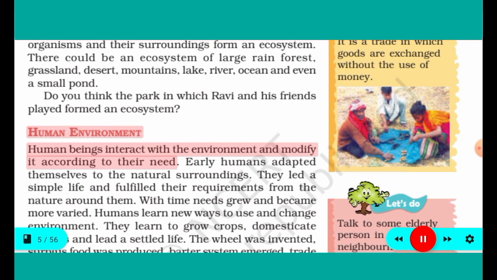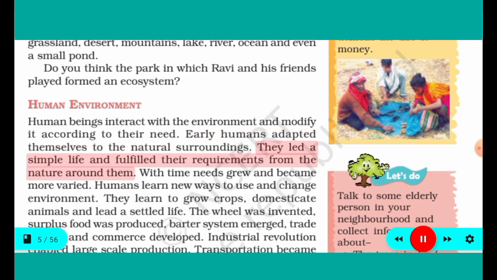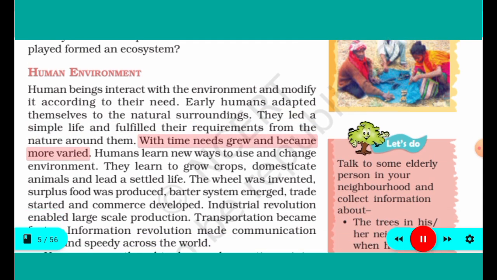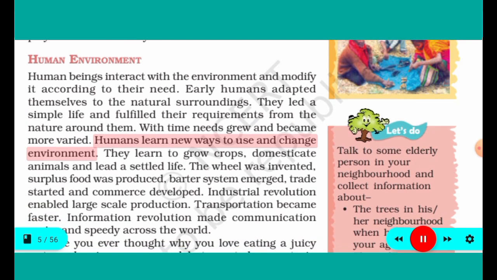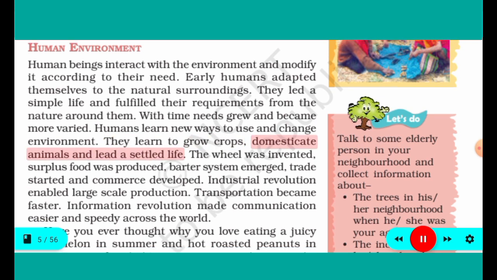Human environment. Human beings interact with the environment and modify it according to their need. Early humans adapted themselves to the natural surroundings. They led a simple life and fulfilled their requirements from the nature around them. With time, needs grew and became more varied. Humans learned new ways to use and change the environment. They learned to grow crops, domesticate animals and lead a settled life.